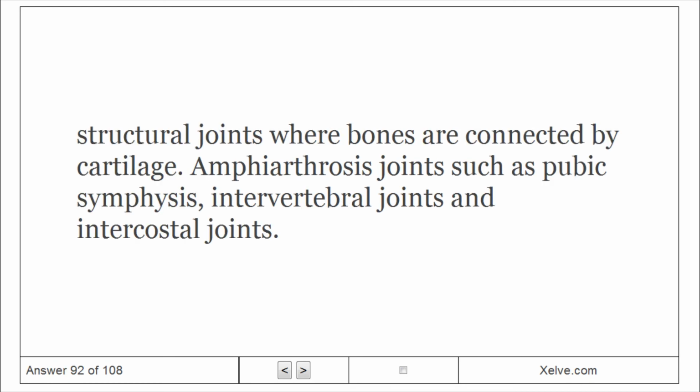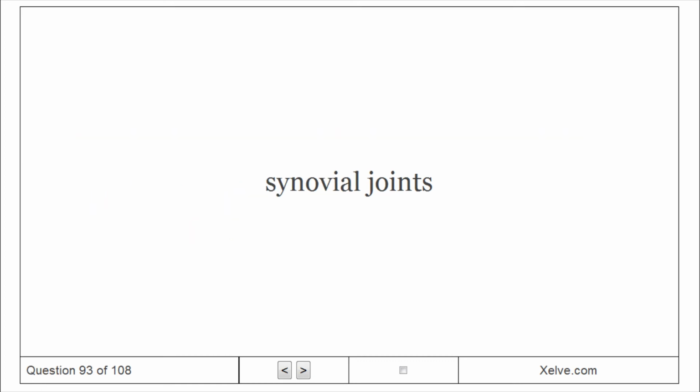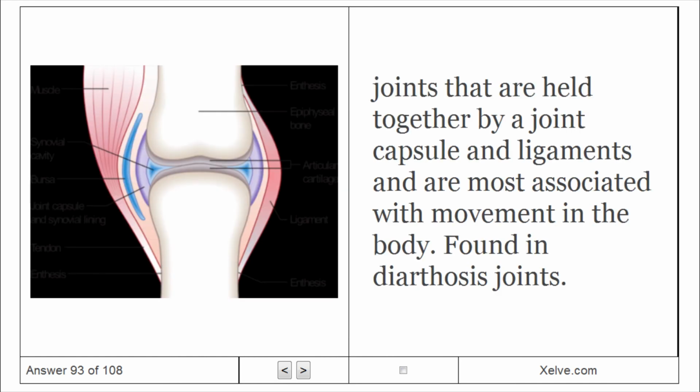Cartilaginous joints. Structural joints where bones are connected by cartilage. Amphiarthrosis joints such as the pubic symphysis, intervertebral joints and intercostal joints. Synovial joints. Joints that are held together by a joint capsule and ligaments and are most associated with movement in the body, found in diarthrosis joints.